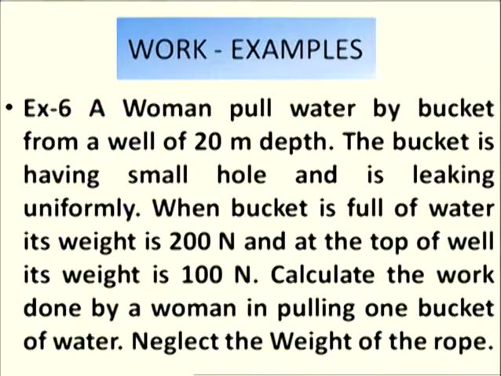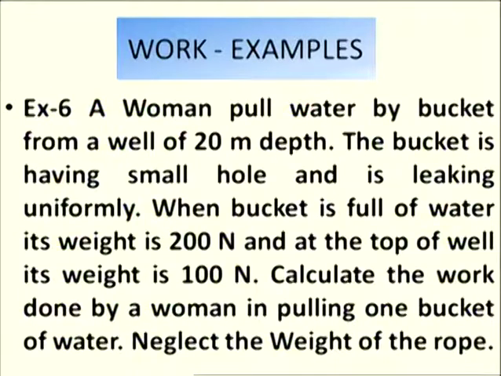Let us take another interesting example. A woman pulls water by bucket from a well of 20 meter depth. The bucket has a small hole and is leaking uniformly. When bucket is full of water, its weight is 200 Newton, and at the top of the well its weight is 100 Newton. Calculate the work done by the woman in pulling one bucket of water. Neglect the weight of the rope.